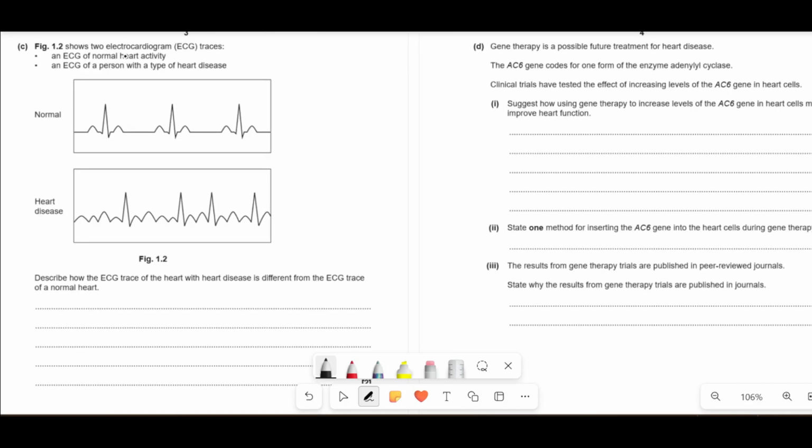So now it says figure 1.2 shows 2 electrocardiogram traces, an ECG of a normal heart activity and an ECG of a person with a type of heart disease. Describe how the ECG trace of the person with the heart disease is different to that of a normal heart. So you need to be able to recognize what each of these waves mean. So that's a P wave, and that's atrial depolarization.